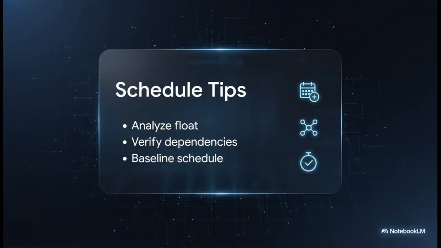view. As the human in the loop, your job here is to use float analysis to find where you have schedule flexibility on those non-critical tasks. Double-check that the AI-generated dependency types actually match how your real-world workflow operates. Once you feel confident about it, that's when you lock in your schedule baseline.